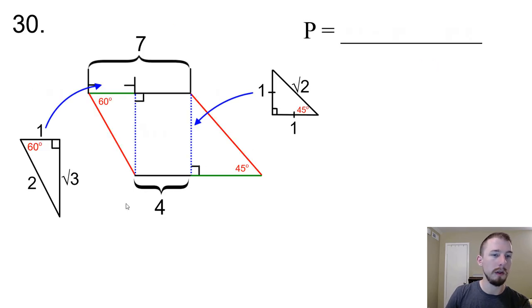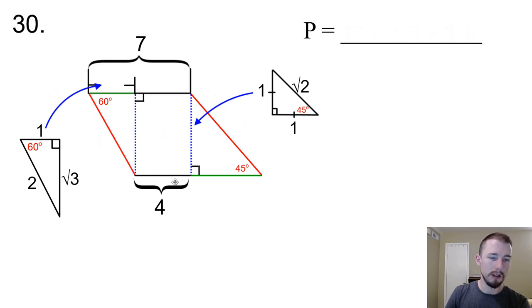Last one I want to do with you is number 30. Still doing really well on time. We've got two special right triangles, 45-45-90 and 30-60-90 over here. So go ahead and fill those in. I want you to write 1, 1, radical 2 on this one, and then 1, 2, radical 3 on this one. Now look at the corresponding sides.